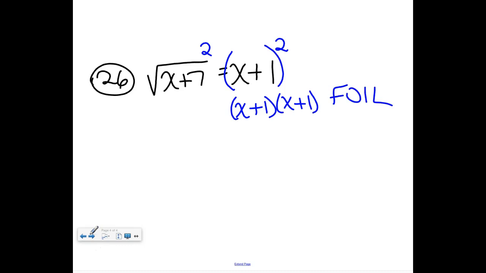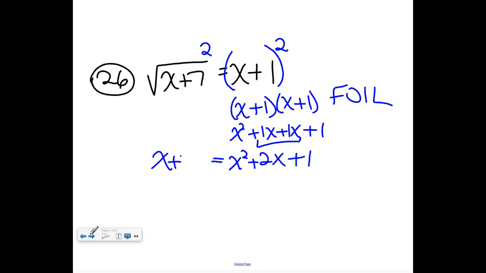So we're going to FOIL, so I have x times x, which is x squared. I have 1 times x, so I have plus 1x. I have 1 times x, so I have 1x. And I have 1 times 1, which is 1. In the middle here, we can combine those, so I have x squared plus 2x plus 1. Do you guys see why I'm doing this problem for you? On the left side here, my square and my square root are canceling, so all we're left with on this side is x plus 7.